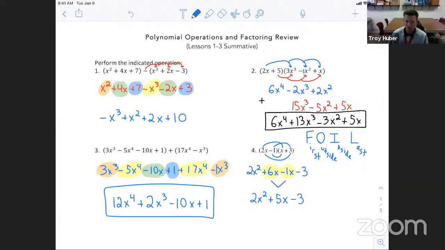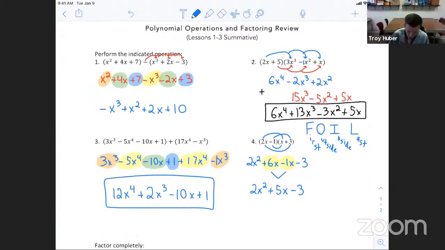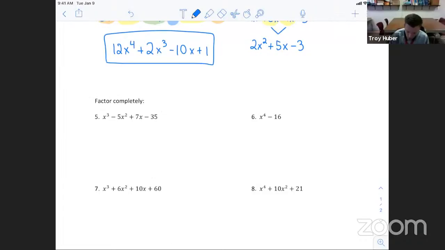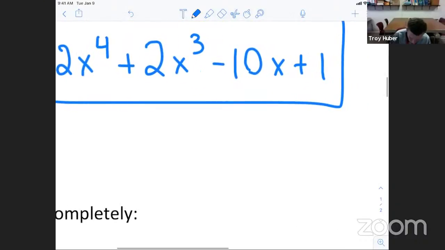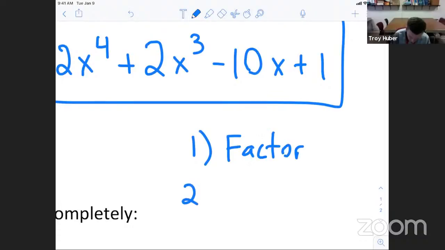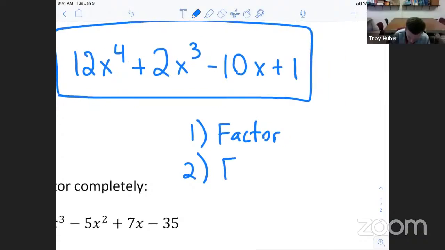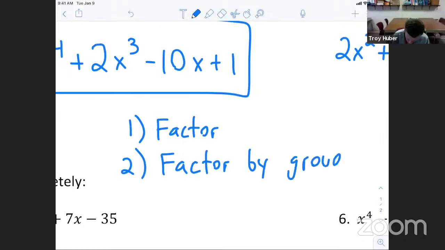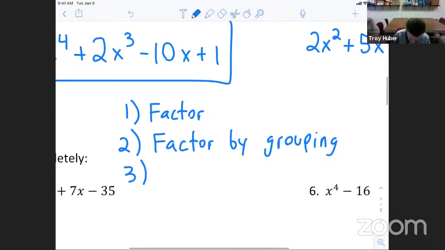Okay, now we're going to move into the second half of this review. And in the second half, we're going to be doing the exact opposite of what we just did. Okay, we're going to be factoring. All right, and when we factor, we're going to look for 3 different types of factoring problems. First of all is when we just factor normally. Second, we're going to do factor by grouping. And third, we're going to do difference of squares.